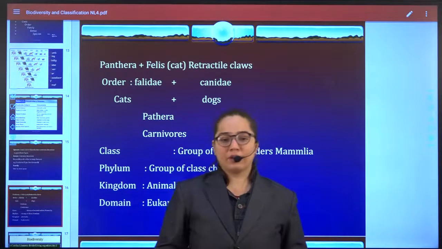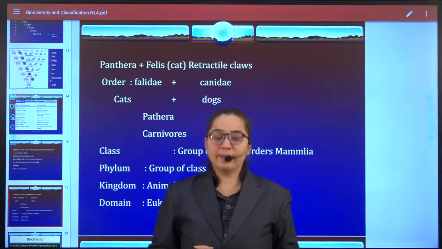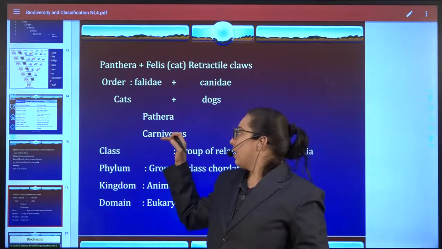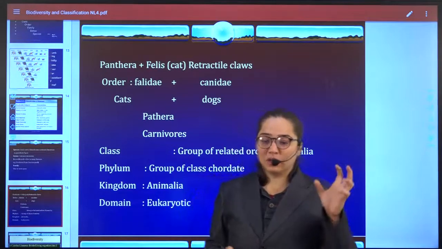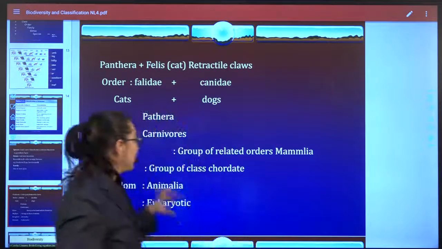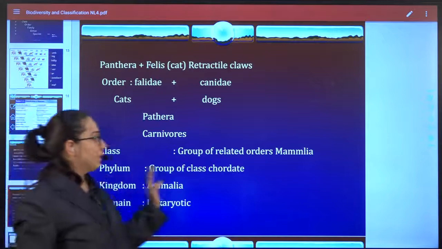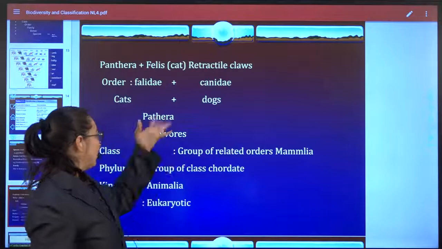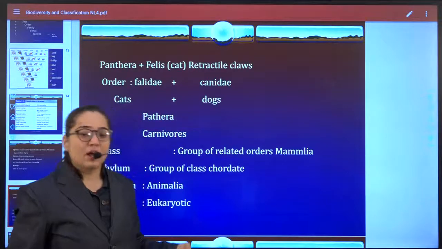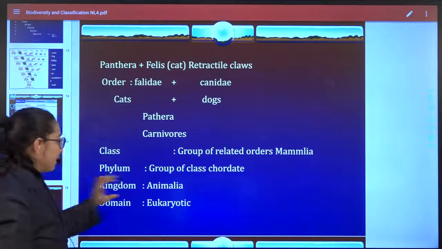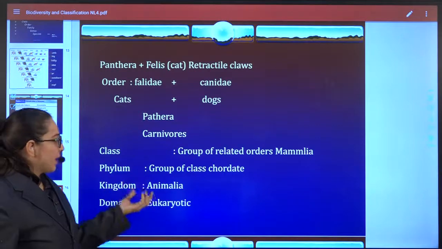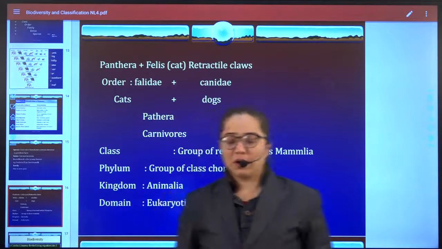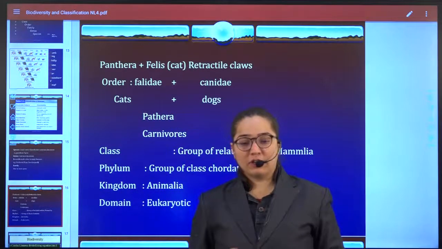After family, we have the order of Felidae and Canidae. Both are coming into the carnivores order. All the carnivores are coming into a group of all the orders. It is coming into class. An example is over here it is coming in Mammalia. Phylum, that is group of all the classes, over here it is chordates. Then kingdom, that is group of all the phyla, and here it is kingdom Animalia. Basic domain is either of the type of prokaryotic or eukaryotic.